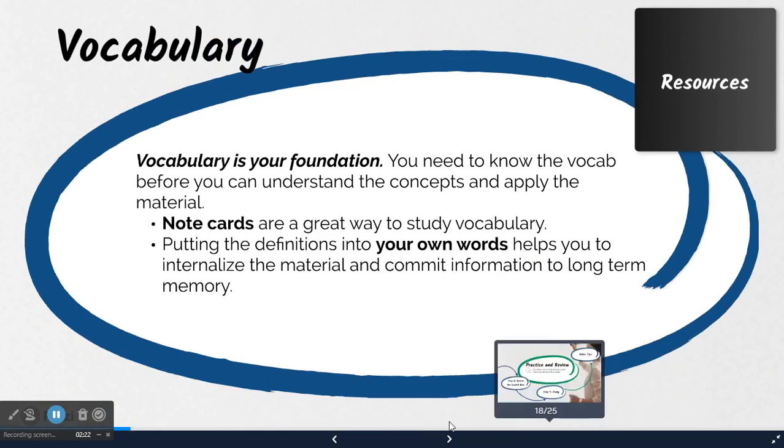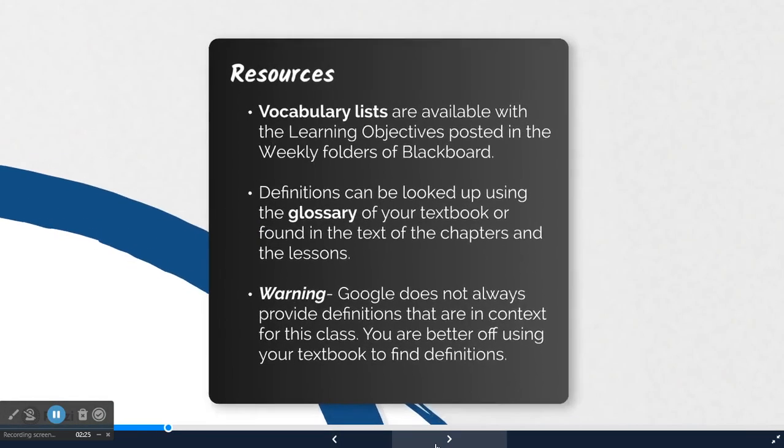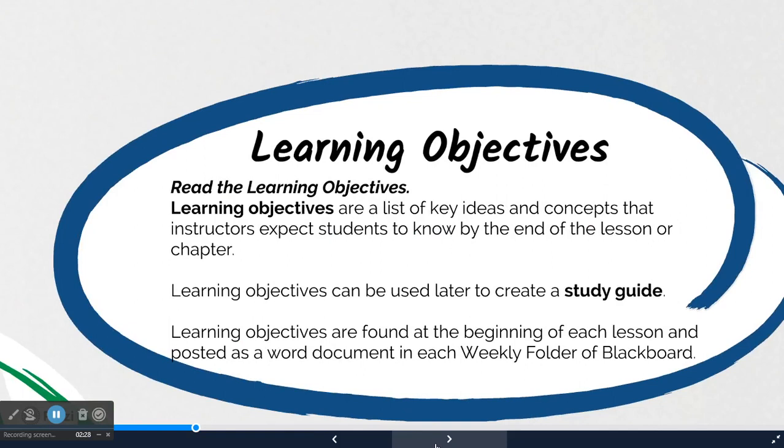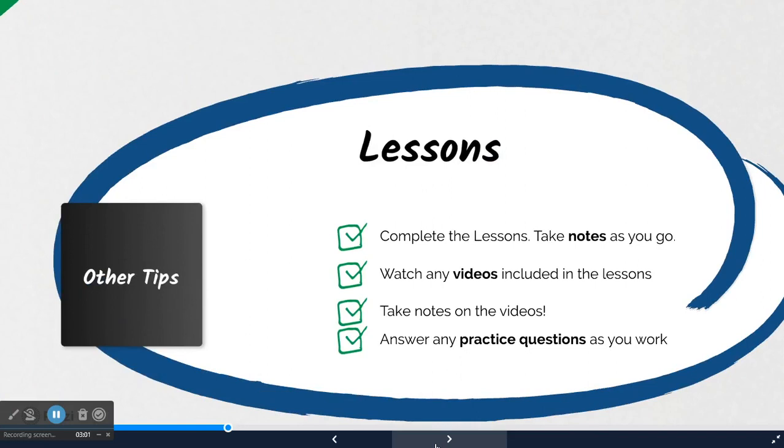Your second step to success is going to be reading your learning objectives. I mentioned that these are posted as a Word document in Blackboard. You can also find them at the beginning of each lesson for our SoftChalk lessons. The learning objectives are designed to be a study guide to help you through these lessons and know the key ideas and concepts that you should understand at the end of the lesson. At this point, I suggest you just read through those learning objectives and become familiar with them as you work through the next step for success, completing your lessons.